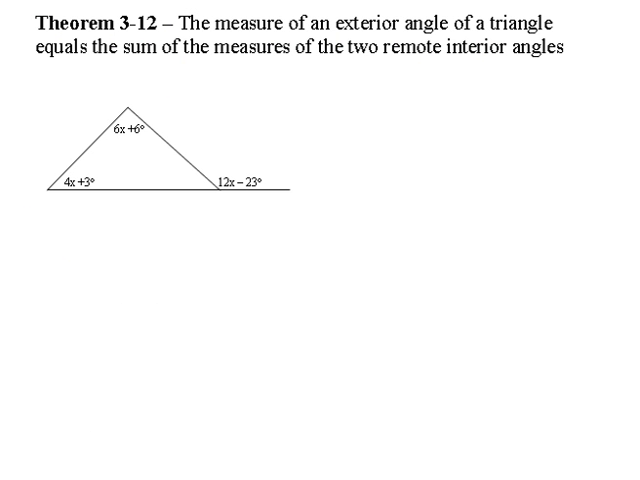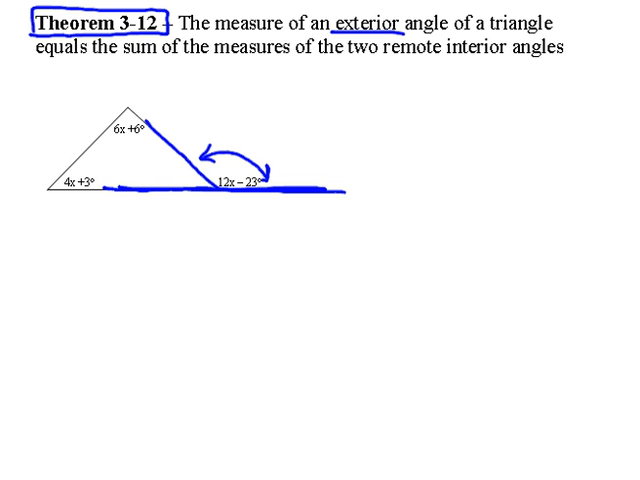Our last theorem in this section is theorem 312, and this one's special because a lot of people forget this one, and it's actually a big time saver. What this says is the measure of an exterior angle of a triangle. An exterior angle is just when you extend one of the sides out like I just did here. This side was extended to create an angle on the outside. The measure of that exterior angle is equal to the sum of the measures of the 2 remote interior angles.